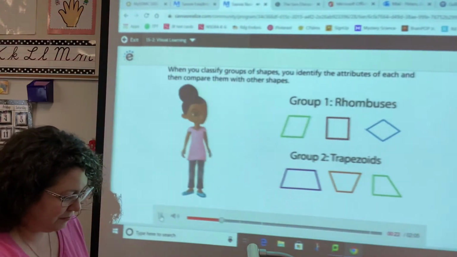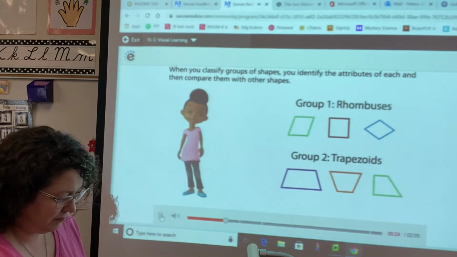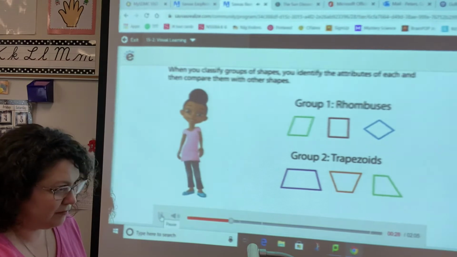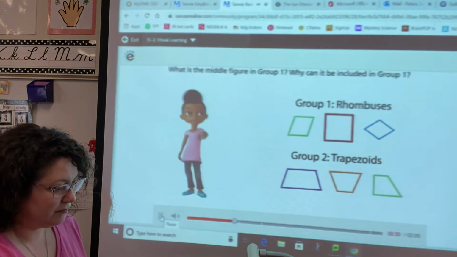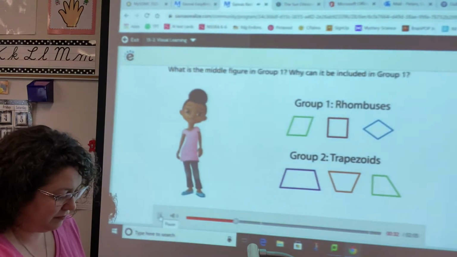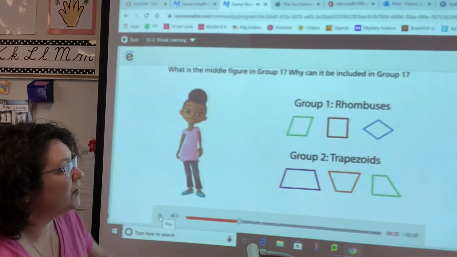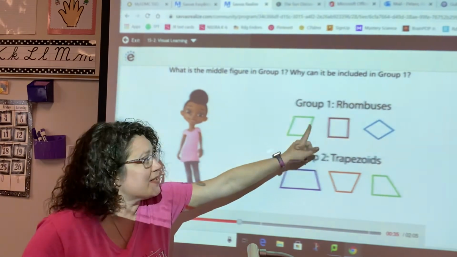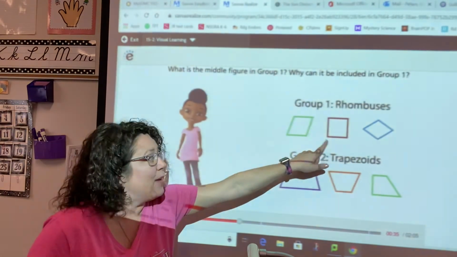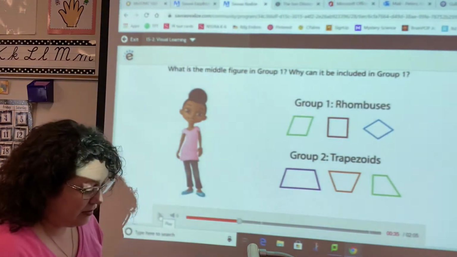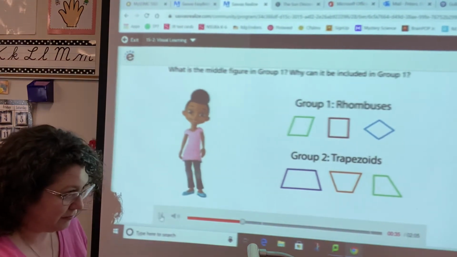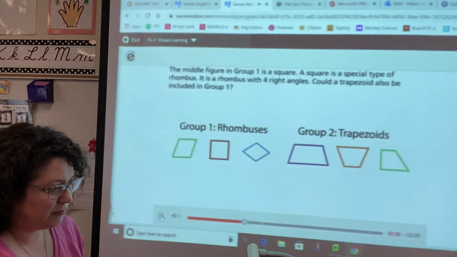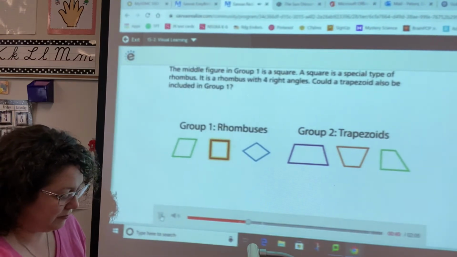When you classify groups of shapes, you identify the attributes of each and then compare them with other shapes. What is the middle figure in group 1? Why can it be included in group 1? The middle figure in group 1, what is that? That's a square. Four sides, all the same length with four right angles.